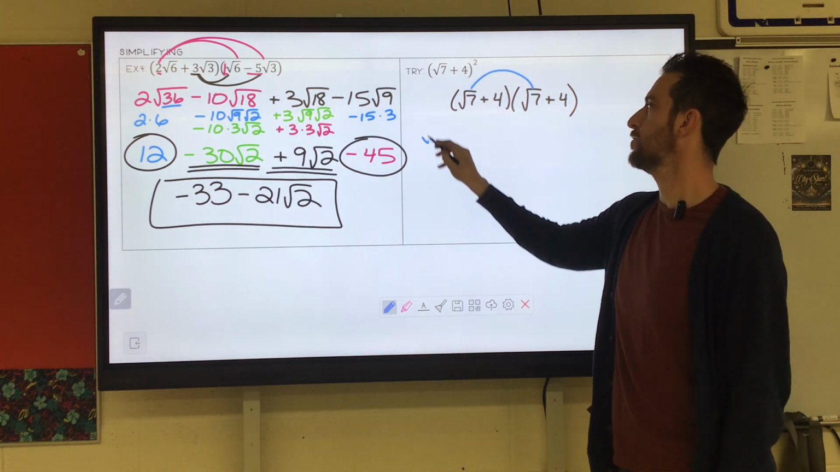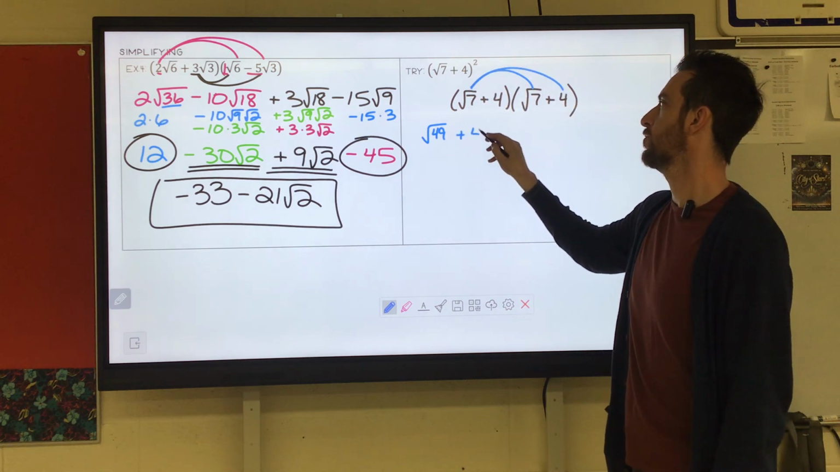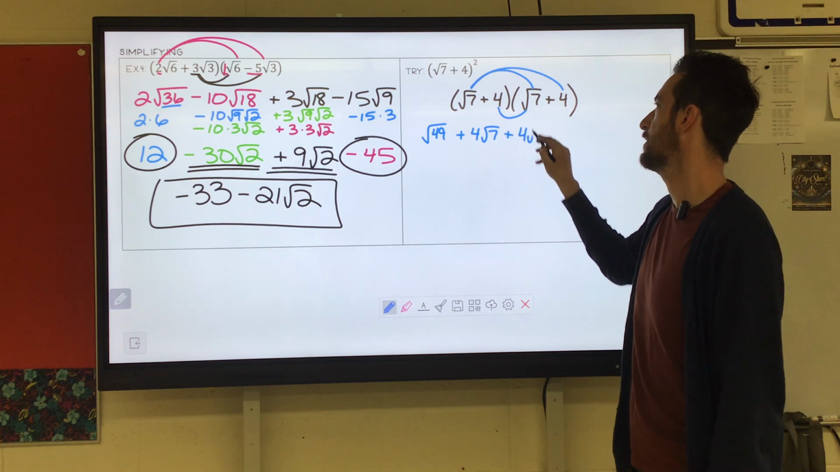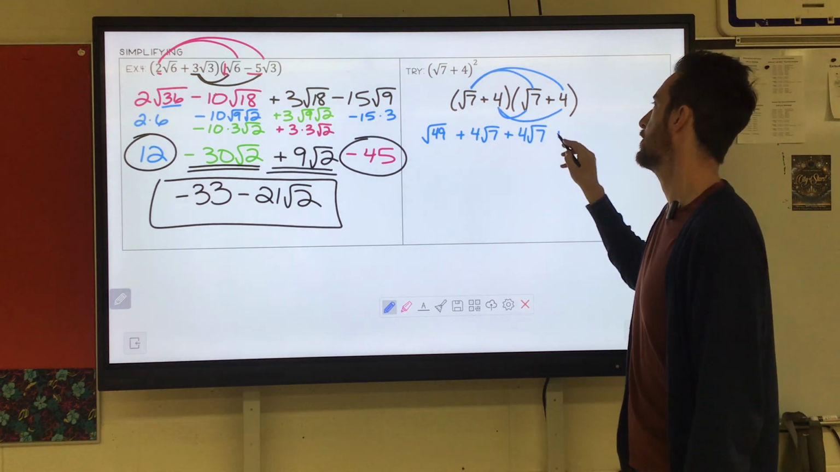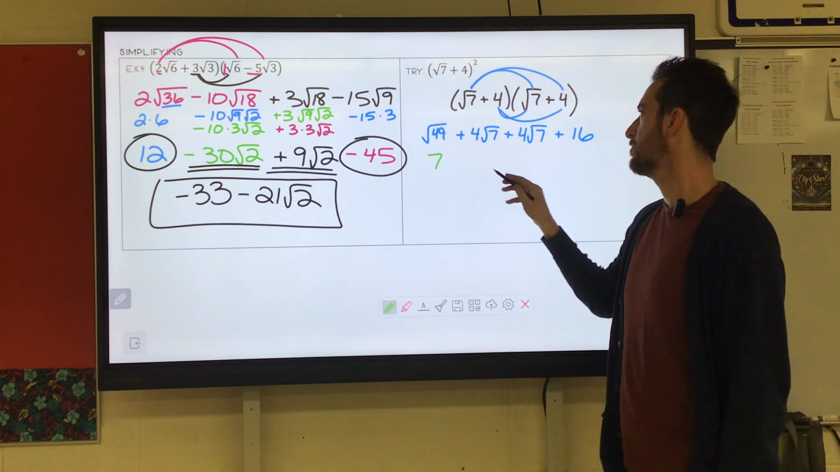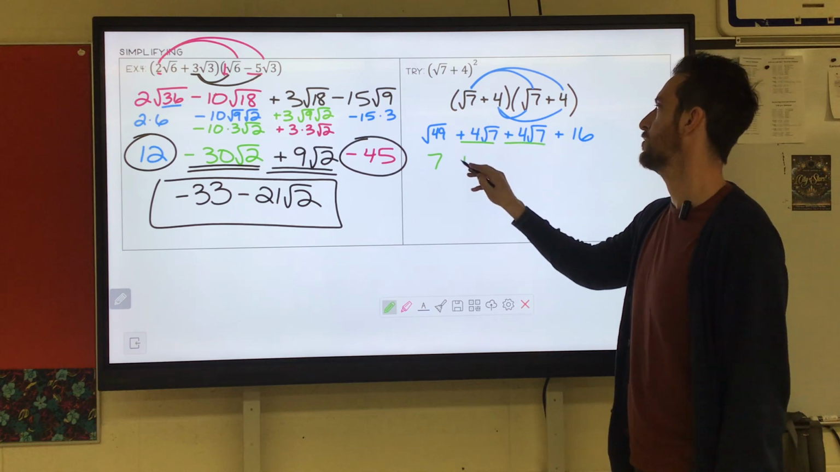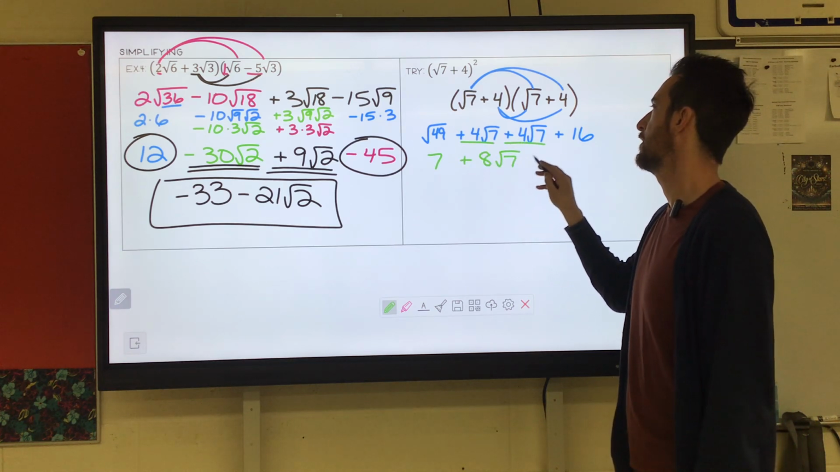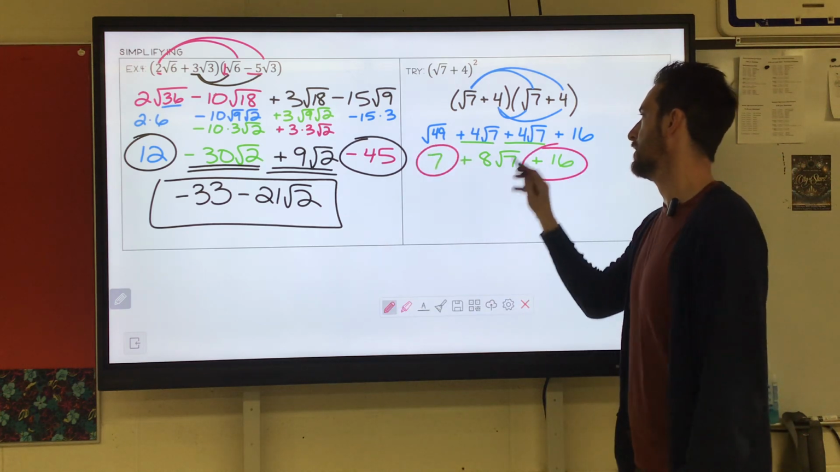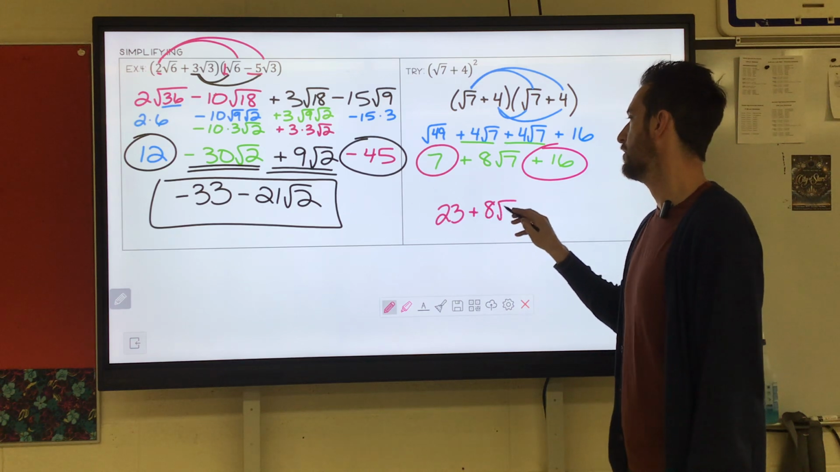Root 7 times root 7 is root 49. Root 7 times 4, 4 root 7. Inside, we have another 4 root 7. And then last, 4 times 4 is 16. Square root of 49 is 7. Can't really do much else. We could do the 4 root 7 plus 4 root 7 is 8 root 7. And then the last thing we could do is combine our 7 plus 16 is 23 plus 8 root 7.